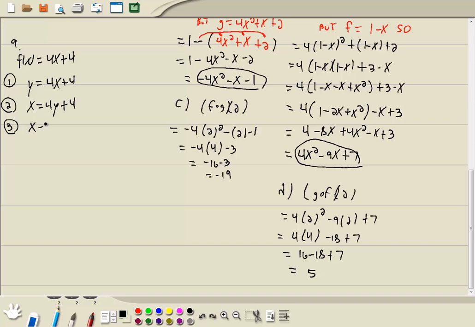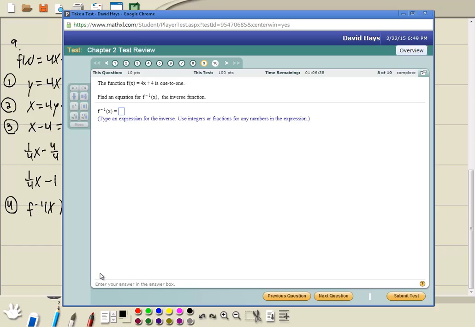So I'll take the 4 over, so we got x minus 4 is equal to 4y. Divide everything by 4, so I get 1/4 x minus 4 over 4 is equal to 4 over 4 y, which gives us 1/4 x minus 1 is equal to y. And step 4, put your inverse notation in. So the inverse is equal to 1/4 x minus 1.